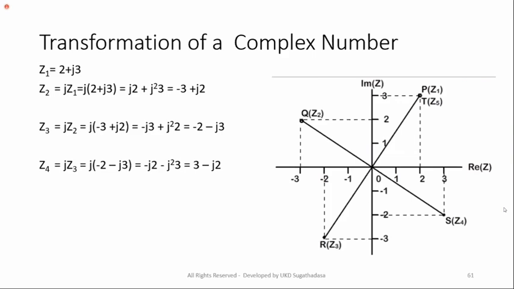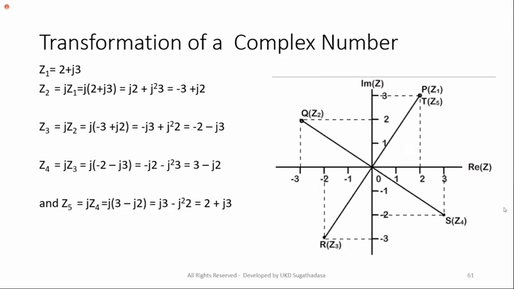Is it clear? Now, finally, if you multiply this one again by j, that is Z5. Multiply j times 3 minus j2: j3, this time minus j squared 2. Minus j squared is a minus minus 1, so it is a plus 2. See, finally you get again Z1, 2 plus j3.